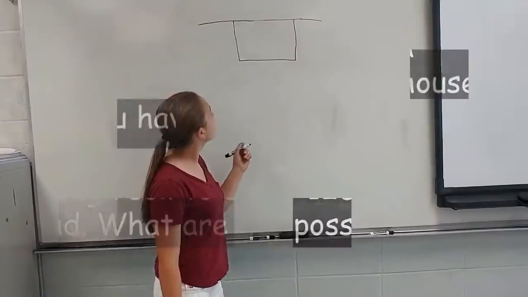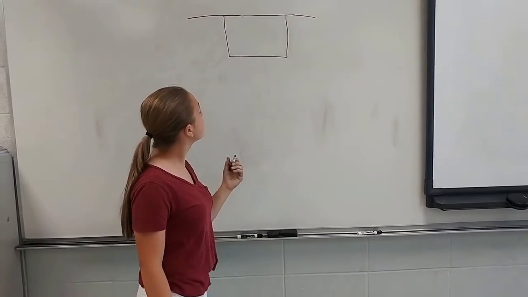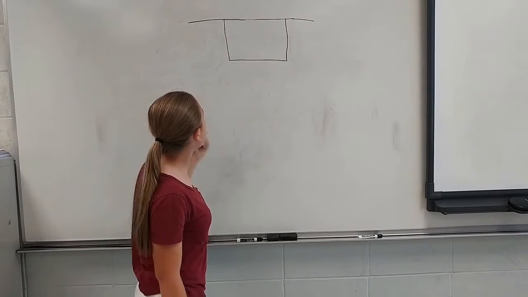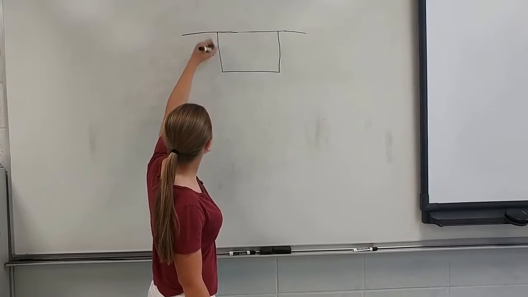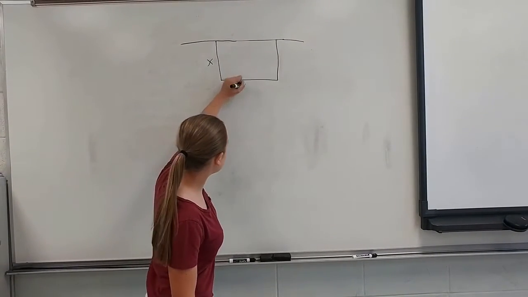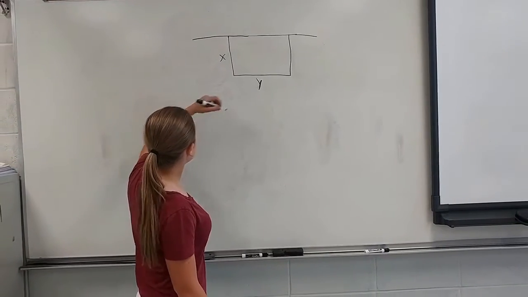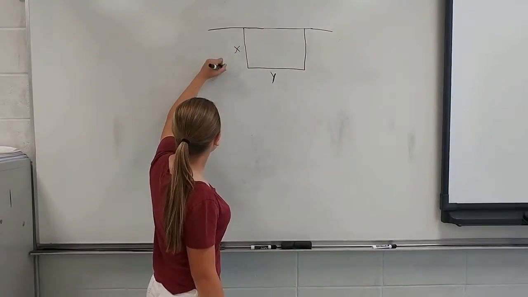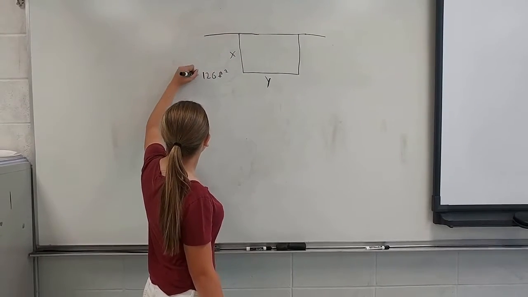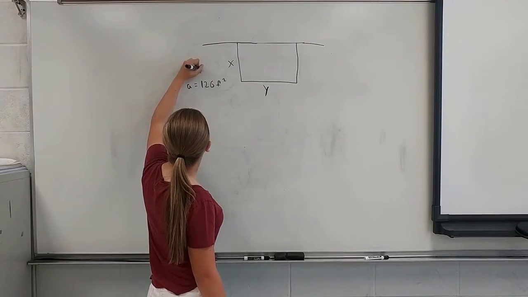So you know that the fence will be like this on the side of the house. First, you want to define the variables you're trying to solve for: x will be this length in feet and y will be this side in feet. You know that the area you have to cover with dirt is 126 square feet, and you know that you have 32 feet of fencing.